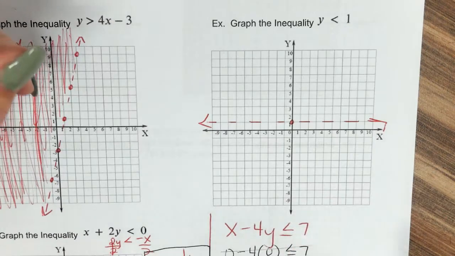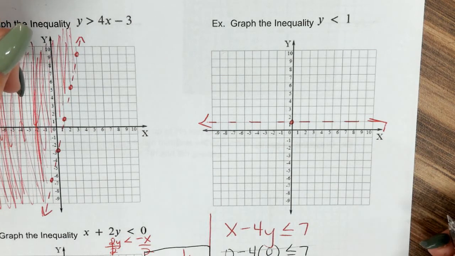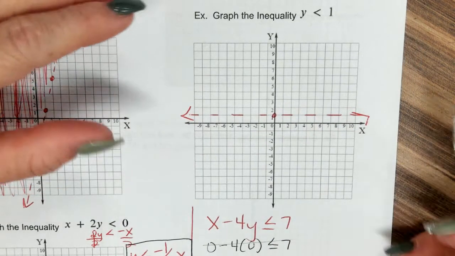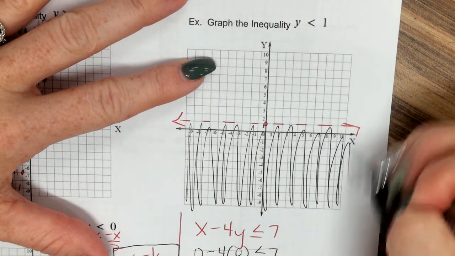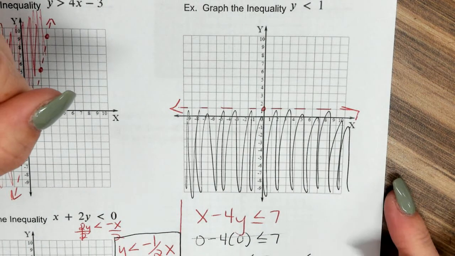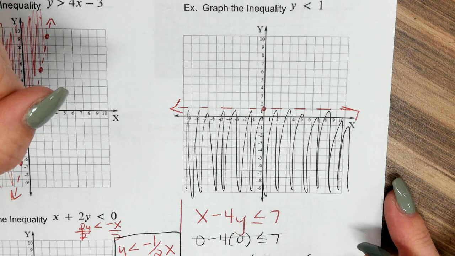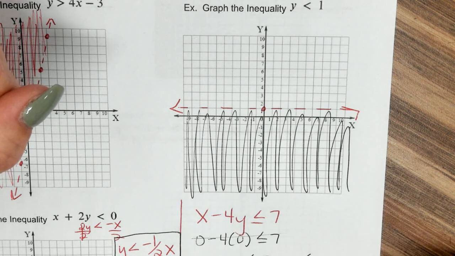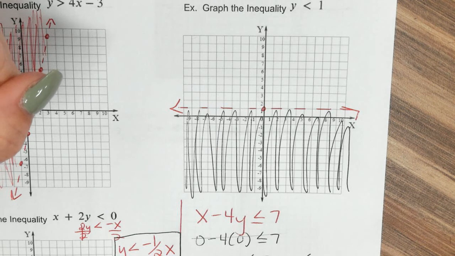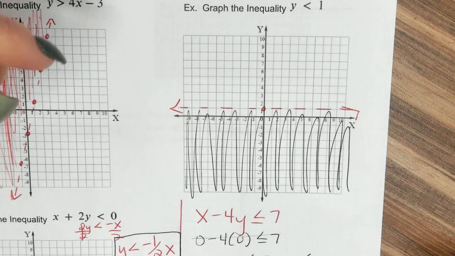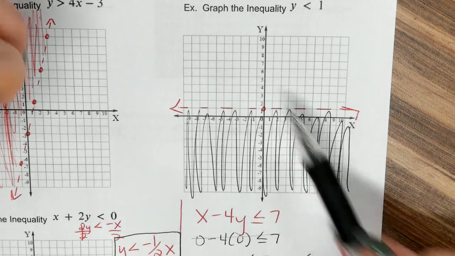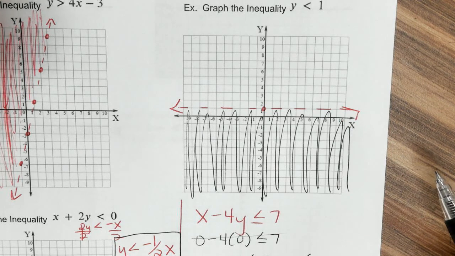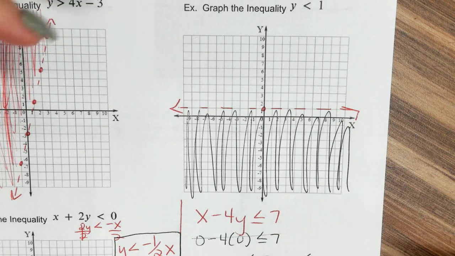Am I going to shade above or below? It's below. Why is it below? It's less than. Question. Would the coordinate 2, 3 satisfy this inequality? I'm going to say it again. Would the coordinate 2, 3 satisfy this inequality? No. Would the coordinate 2, negative 3 satisfy this inequality? Yes, because it's in the shaded region.